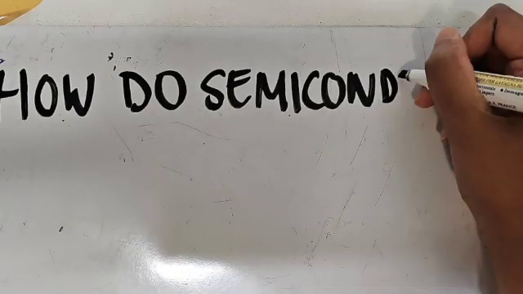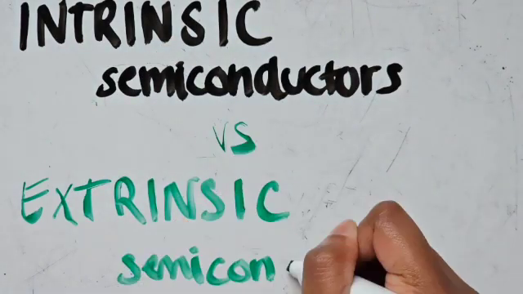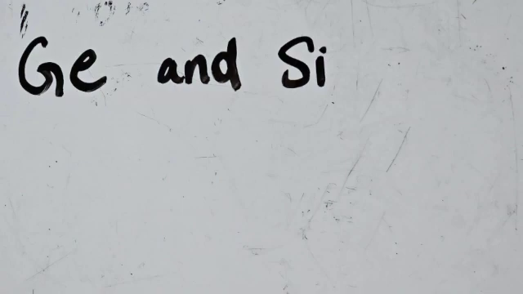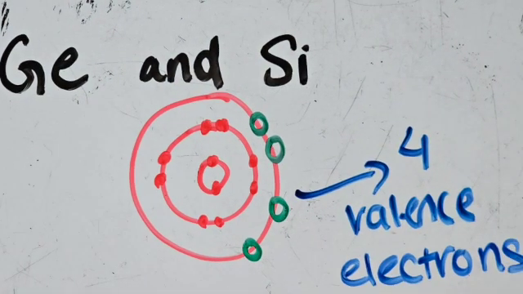Now that we've covered what they are, how do semiconductors work? There are actually 2 types, intrinsic and extrinsic. Germanium and silicon are the most common types of intrinsic semiconductor elements. They have 4 valence electrons, and so they are tetravalent. They are bound to the atom by a covalent bond at absolute 0 temperature.